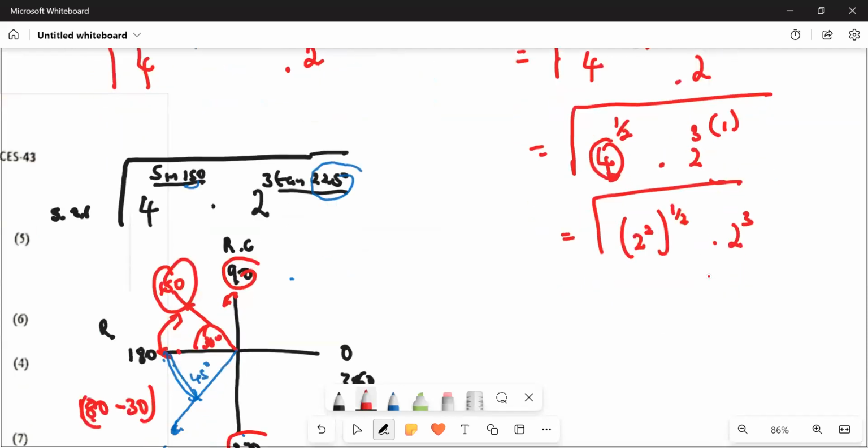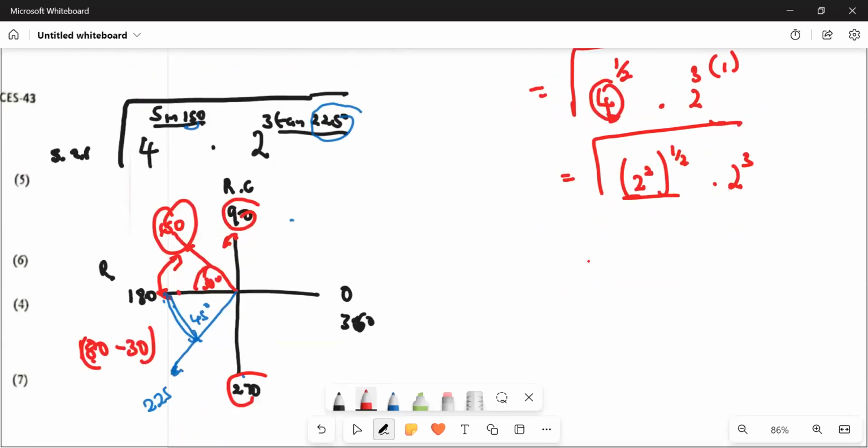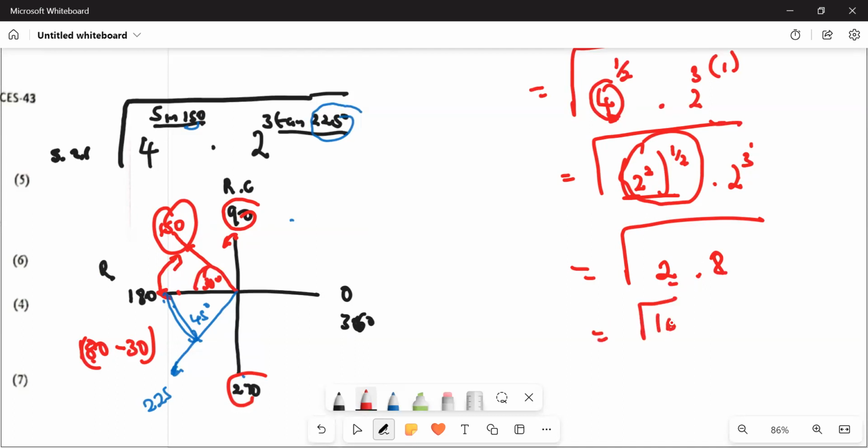If you're not sure, you type it into the calculator. 2 to the power of 3 gives 8, and 2 multiplied by 8 gives 16. Square root of 16, which is plus minus 4?